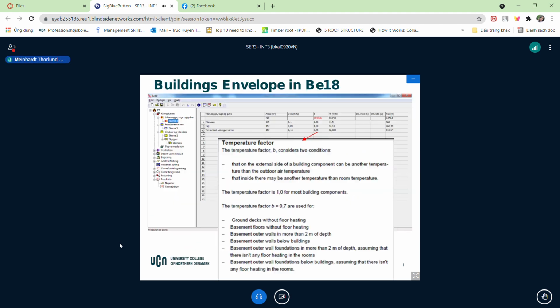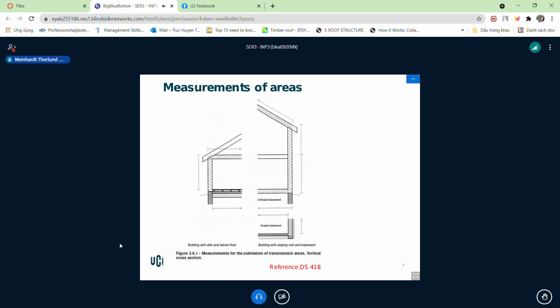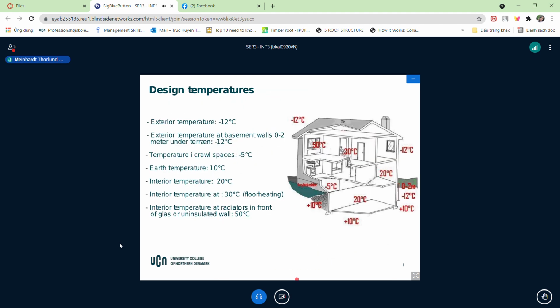So also going back to the temperature here. What kind of temperature? In most cases, it's going to be 20 and minus 12. But what about the cases in which this is not true? We're assigning temperatures when we're designing our heating system. We say that in the worst case in Denmark, it's going to be minus 12 degrees outside and 20 degrees inside. But you have some certain cases where it's going to be different.